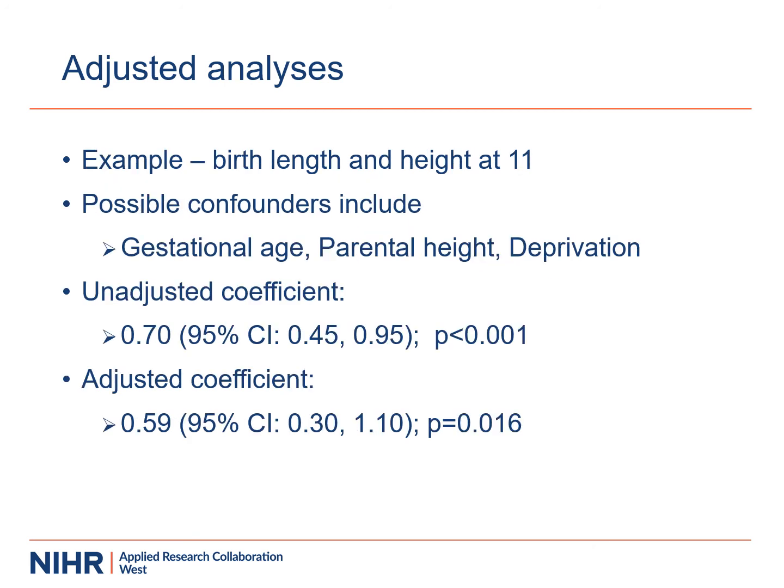We return to our example of birth length and height at 11, both in centimeters. There are several potential confounders. These could include gestational age, parental height, and deprivation, and other possible confounders that you could think of related to birth length. So we have our unadjusted coefficient, which is the one we've been looking at previously, which is 0.70, with a confidence interval between 0.45 and 0.95 and a reasonably low p-value. The adjustment has changed our results, so our adjusted coefficient is 0.59 with a confidence interval of 0.3 to 1.1 with a p-value of 0.016. In our case, this adjustment has decreased the size of the estimated effect of birth length on height at 11, so it means that these other confounders have a reasonable influence on our outcome.